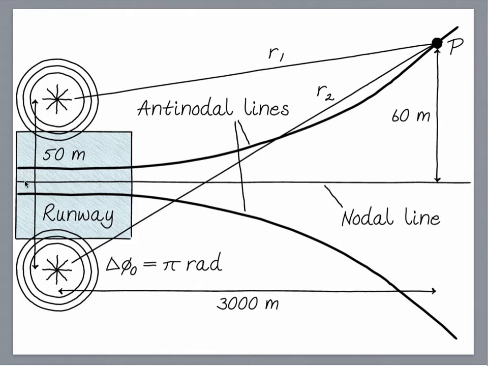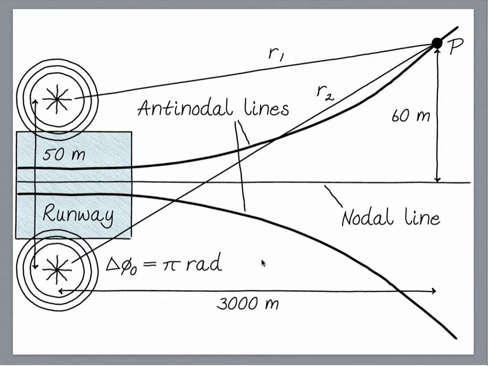And then these lines are antinodal lines. So this would be where the first maxima would occur. You can see as you get further away, they will extend out from that initial nodal line in the center. Now again, our transmitters are out of phase, so that means our inherent phase difference here is pi. And we're going to be checking a point P that I've marked here, that is 60 meters away from the nodal line and 3,000 meters away from the transmitters.